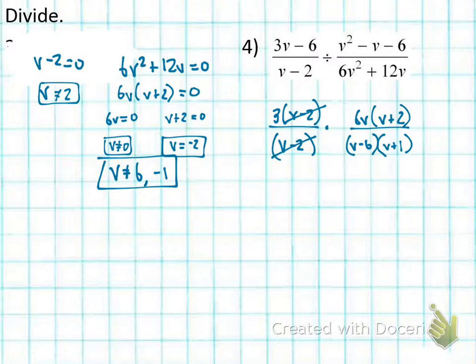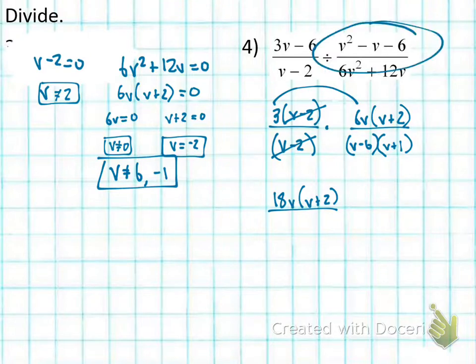Okay, now we have to multiply across. 3 times 6v is 18v times v plus 2. Denominator is, multiply it back out, v minus 6 times v plus 1, which was just this answer up here, right? We're just going to put it back into its original form, v squared minus v minus 6. Okay. Now on a test, this could be an answer, but I like you to multiply it out.